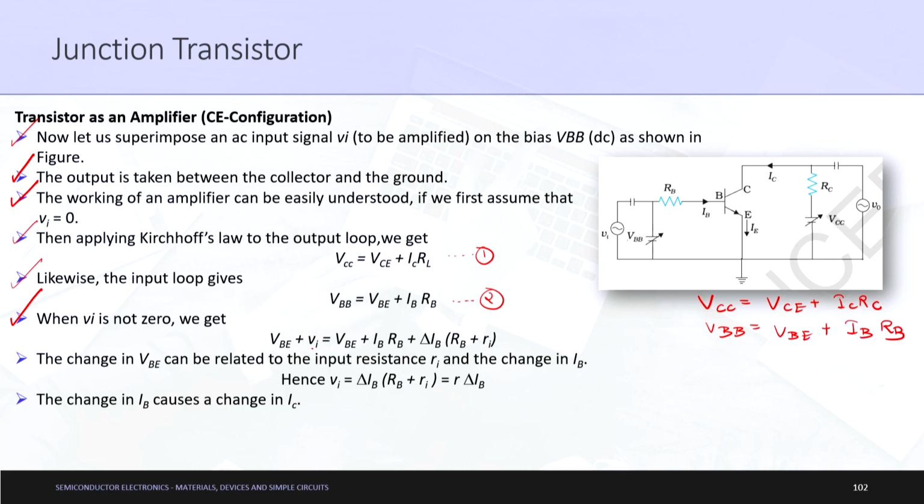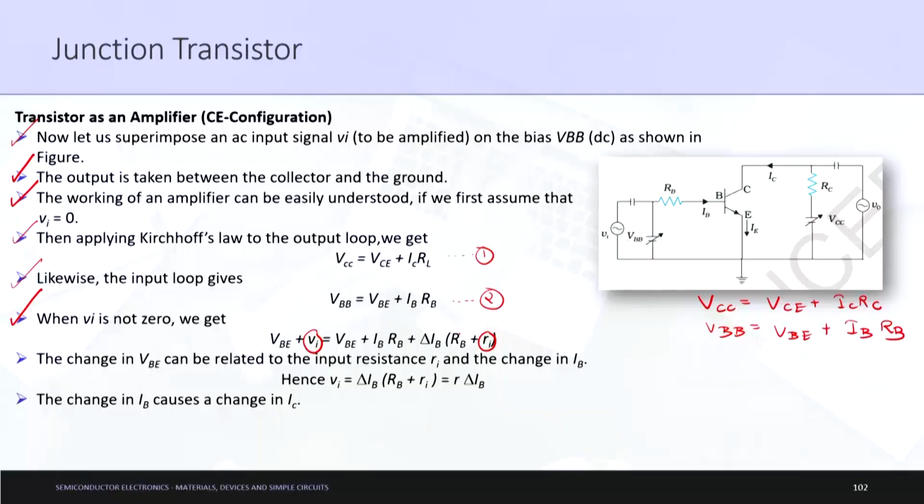So, basically they are just saying that this Vi will have some internal resistance. Let us assume that internal resistance to be Ri, right. Due to this value of Vi, there will be a small current being increased. Let us assume that small current to be delta Ib. So, this delta Ib is due to that effect, correct, and this should be VBB, I guess, okay.